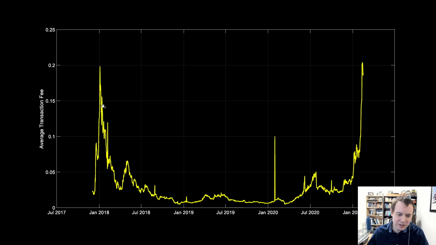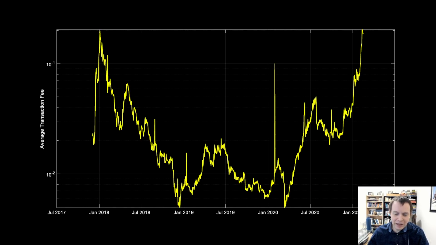If we look at the average transaction fee, we're basically right where we were back in January of 2018. We're essentially right where we were 3 years ago. And if you look at the average transaction fee on a log scale, you can really see this nice W pattern that formed. And I guess this probably is just some noise in the data.